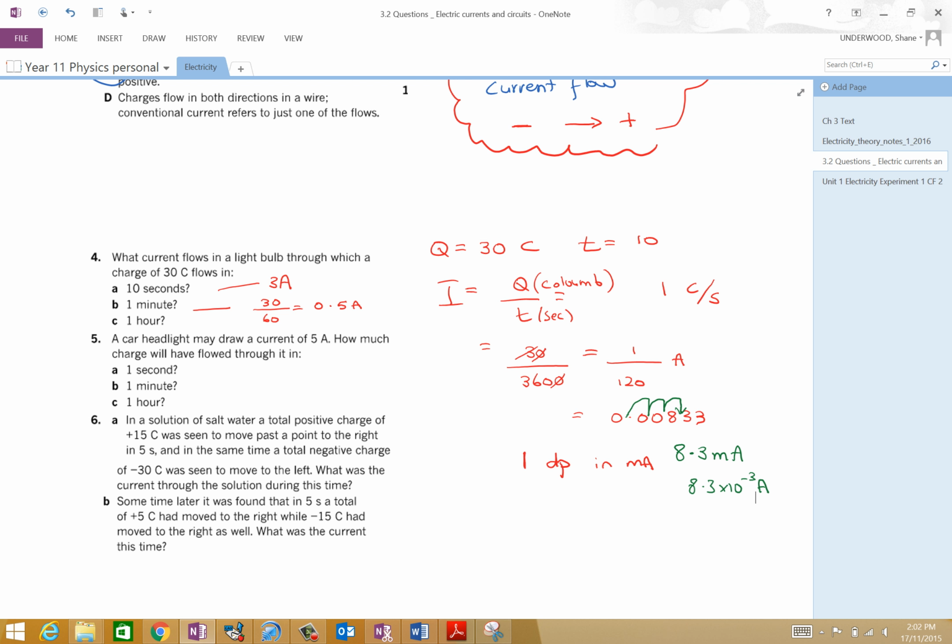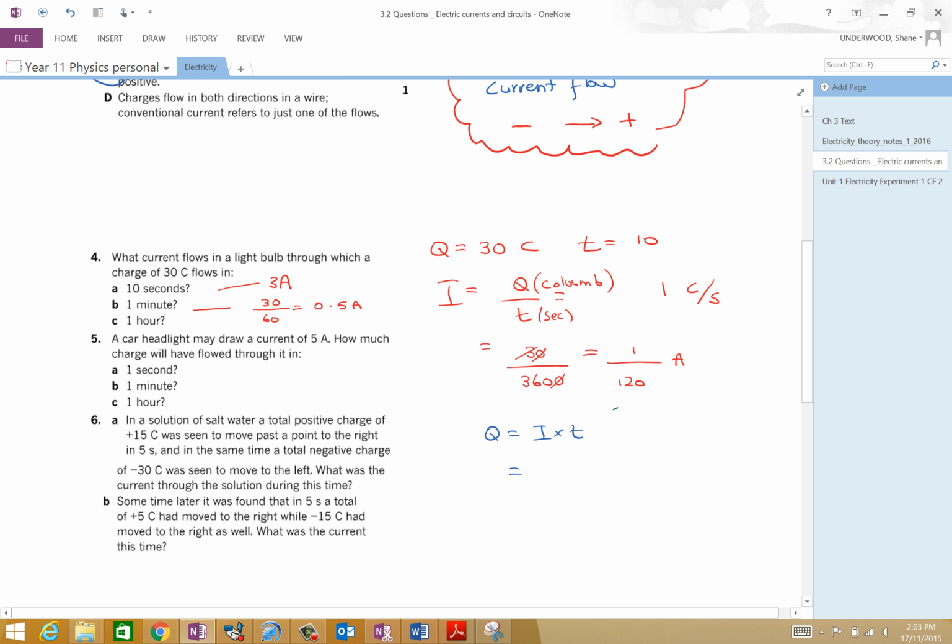Okay, now a car headlight. I'm going to rub that out just for a second, give myself some room. A car headlight may draw a current of 5 amps. How much charge will have flown in? Well, look, it's more of the same thing, isn't it? Okay, but this time we've got Q is equal to I times T.